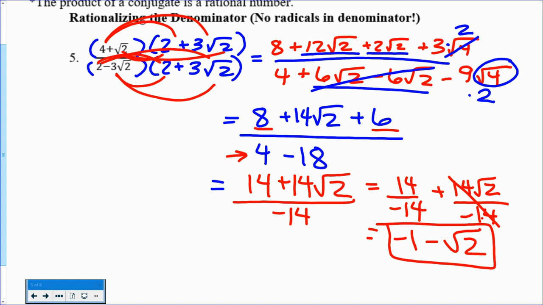Sometimes it'll be in a fraction form here. Like if I would have had a 13 in the bottom, then I would have put 14 plus 14 square roots of 2 over 13. Okay, totally fine, but that wasn't what we had.